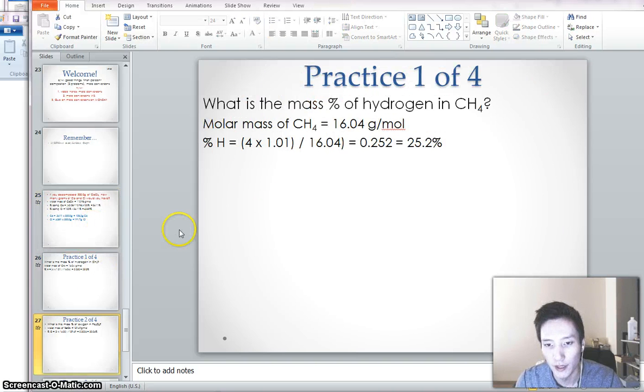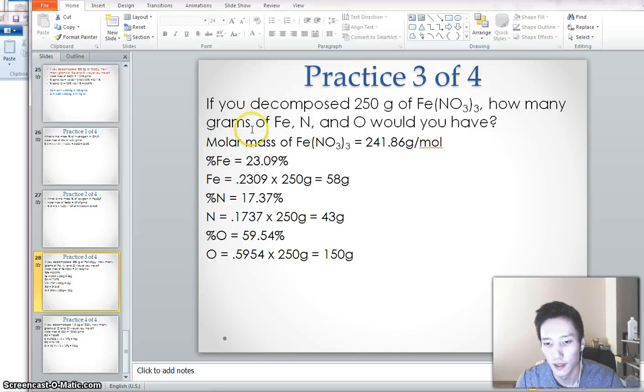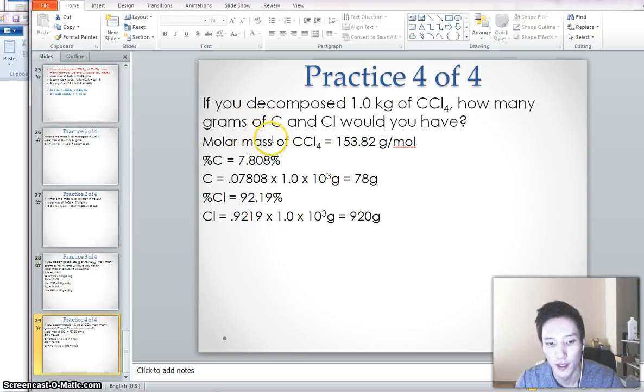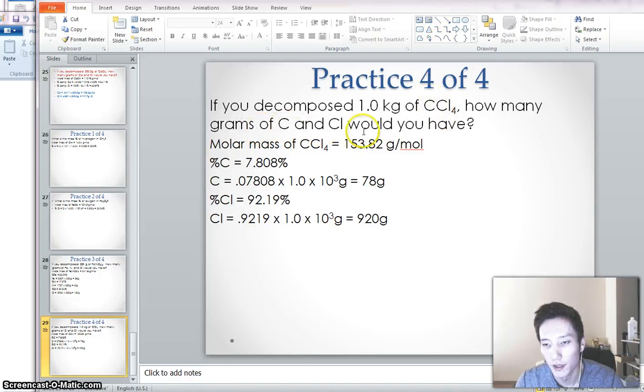Okay, so there's 2 practice problems. One asks you to find the percent composition, and then we did this one in class, which asks you to figure out the grams. This one we didn't do, so I'll just walk you through this. So if you decompose the 1.0 kilograms, which, if you guys remember from metrics, 1,000 grams is in 1 kilogram. So this is the same thing as saying 1,000 grams of carbon tetrachloride. How many grams of carbon and chlorine would you have?